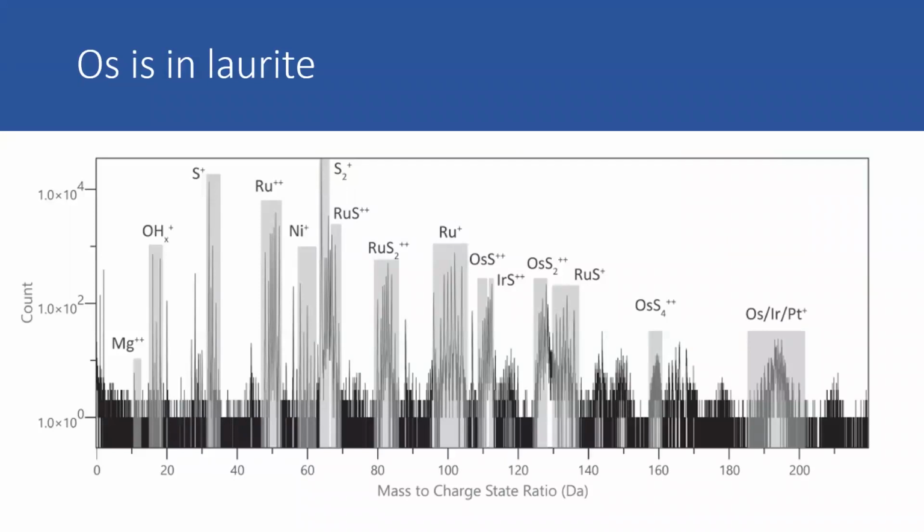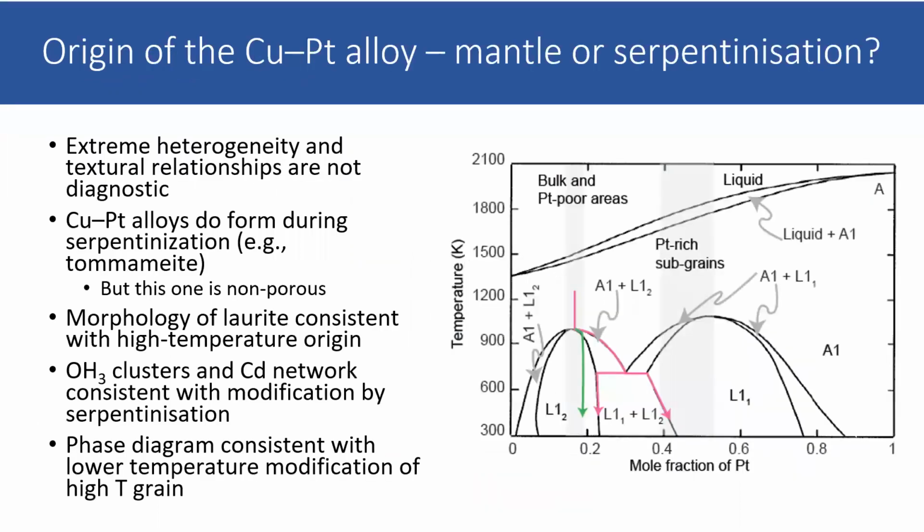Now, the laurite didn't run so well. Instead of 80 million atoms, we got less than a million atoms, which isn't enough to put a reconstruction together. But we did get enough to look at the spectra and see that as well as the ruthenium, the iridium and the osmium are living with it. So it's not a huge surprise, but it's nice to find them. We didn't find any rhenium in anything, but the bulk rhenium on these rocks is very low.